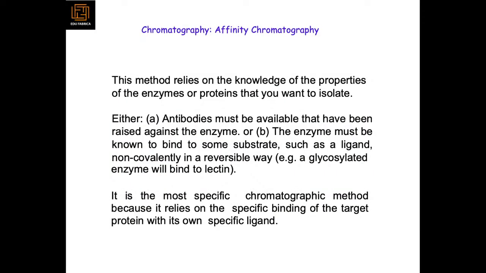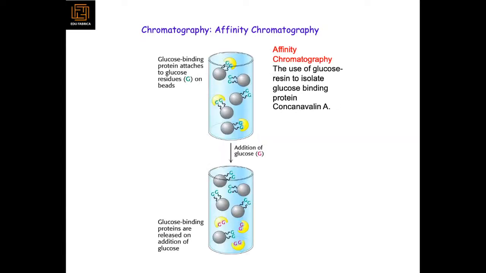Okay. So now next is affinity chromatography. It's basically based on the antibodies available. So antibodies must be available that have been raised against the enzyme. So in this we can see a glucose binding protein attaches to glucose on beads, and then the glucose binding proteins are released on the addition of glucose.